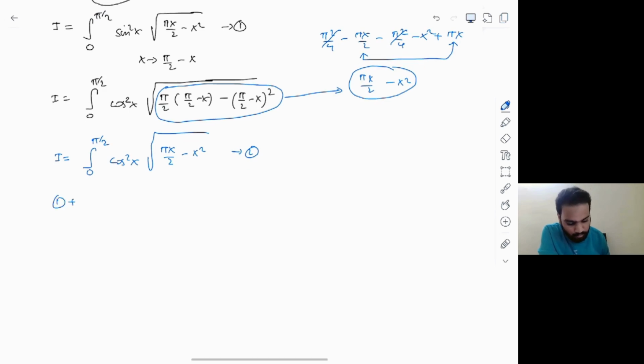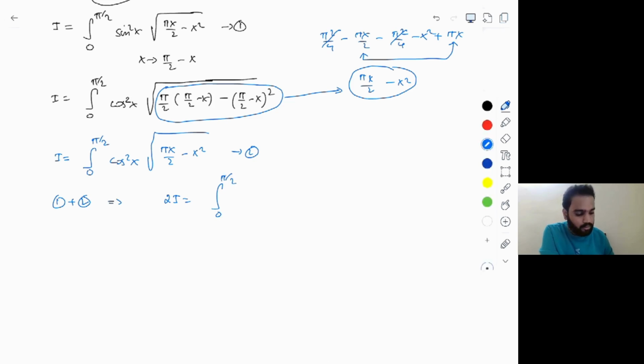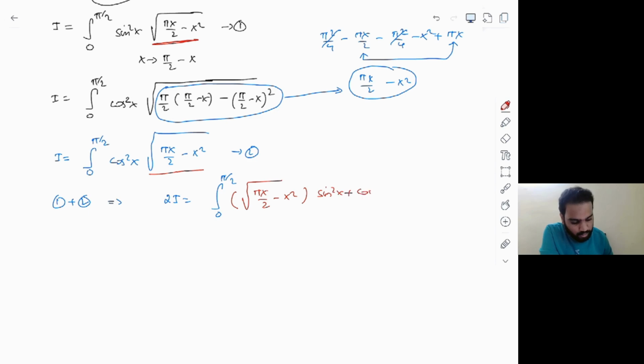Simply add both of them. Equation 1 plus equation 2 will give you 2 times I is equals to integral 0 to pi by 2. So when you add these two, clearly the square root part is same in both of them, right? So let's take common square root of pi x by 2 minus x square and multiplied by sine square x plus cos square x, right? On taking common, but we know that sine square x plus cos square x is clearly 1 here.